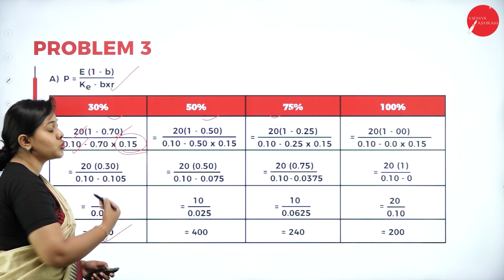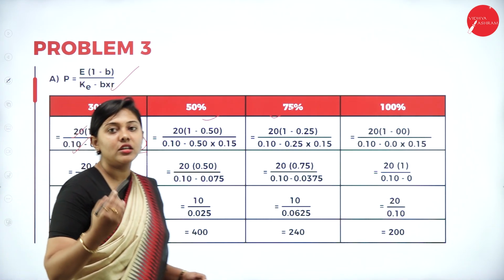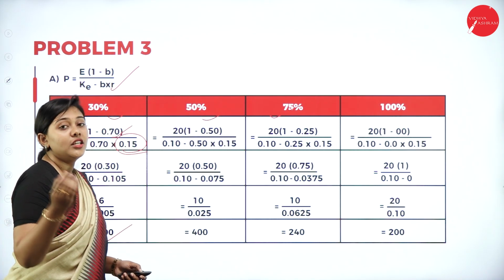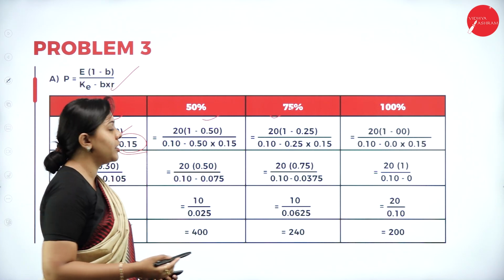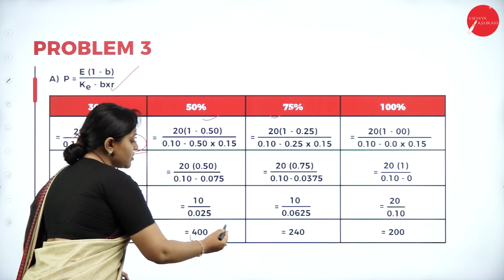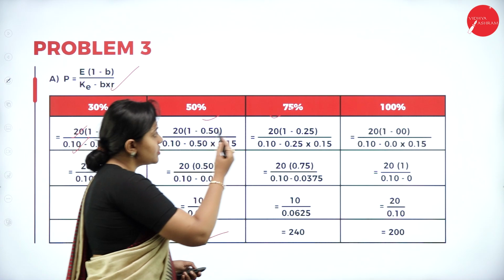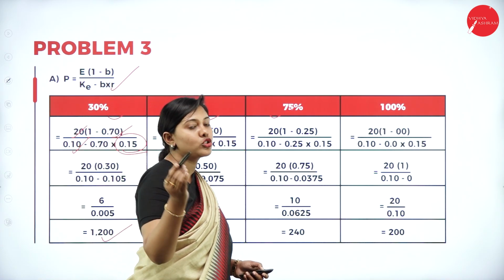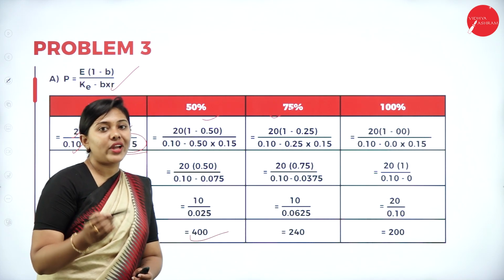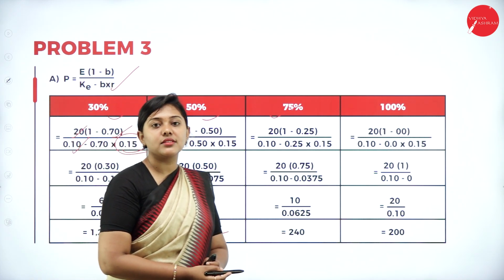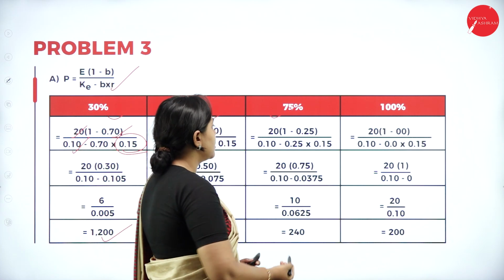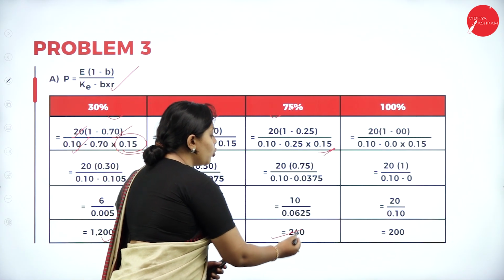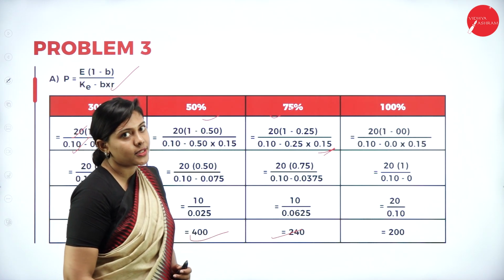So all the substitution is very easy as we have learnt in the previous problems. Next we have 50%, the same rate of return. If you substitute the values, the answer you get is 400. And similarly 75%, retention ratio will be how much? 0.25. If you calculate with the cost of capitalization rate and the rate of return of 15%, the answer you get is 240. That is the market price per share.